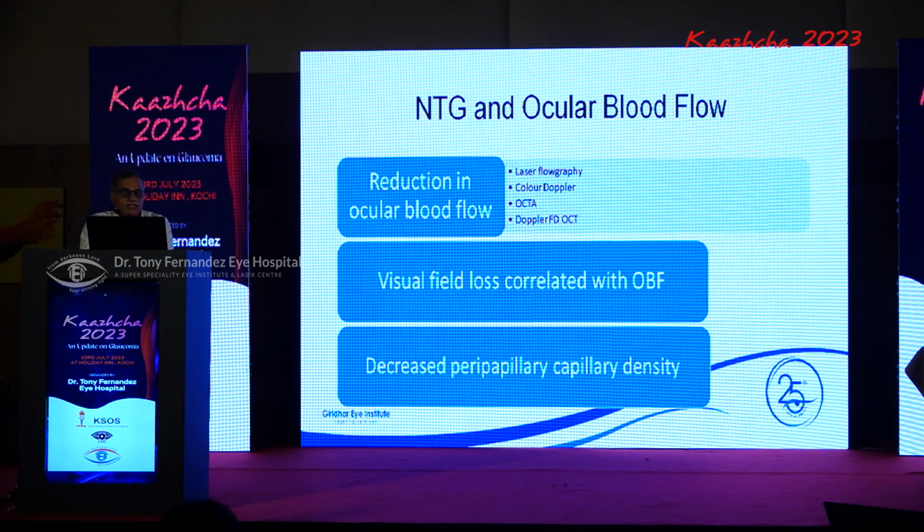Now, initially diagnosing reduced ocular blood flow was not very easy. You had to use invasive methods, but nowadays it is much better. You have various technologies that you can use to diagnose whether the patient is having good ocular blood flow or not. And many studies have shown that the visual field loss correlates with the ocular blood flow. Also, on OCT, you can see that the peripapillary capillary density is much less in NTG patients.